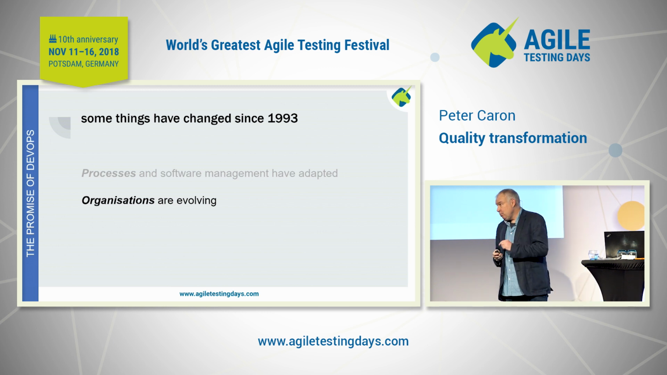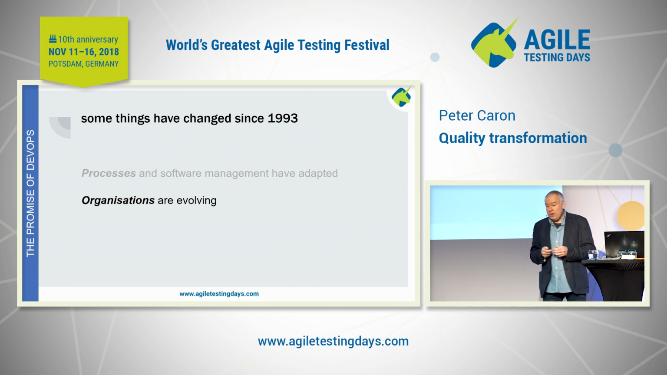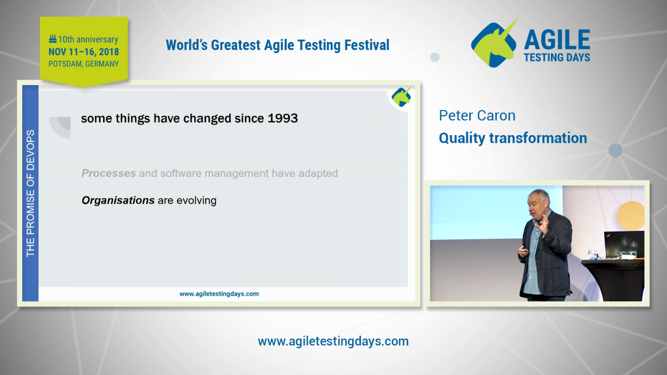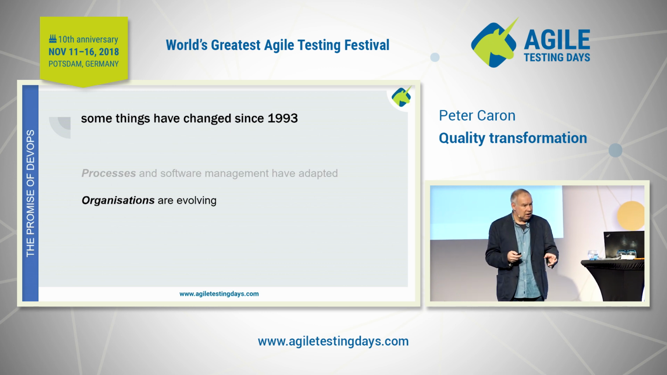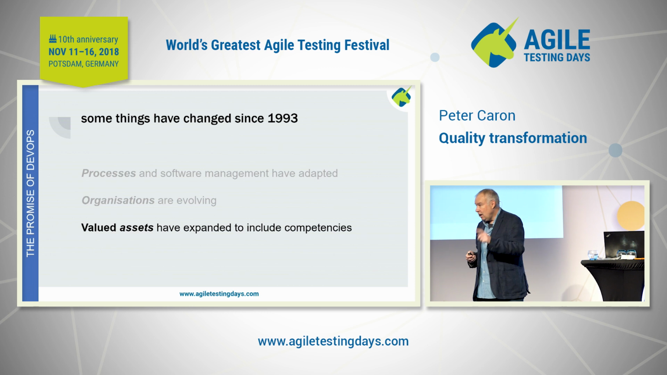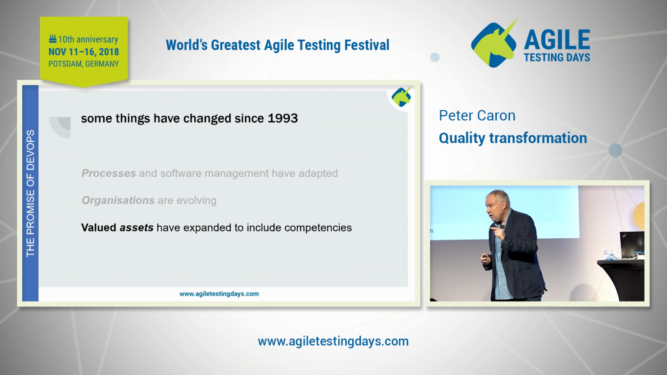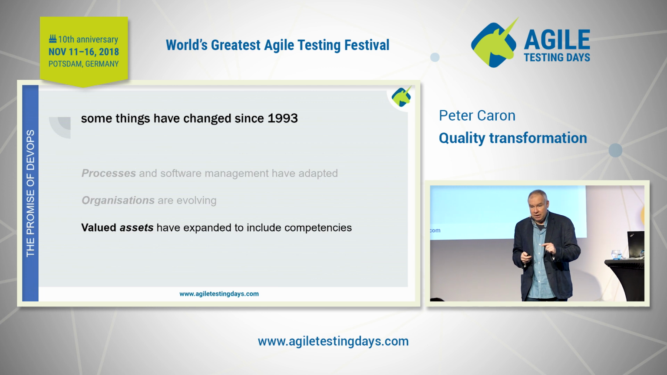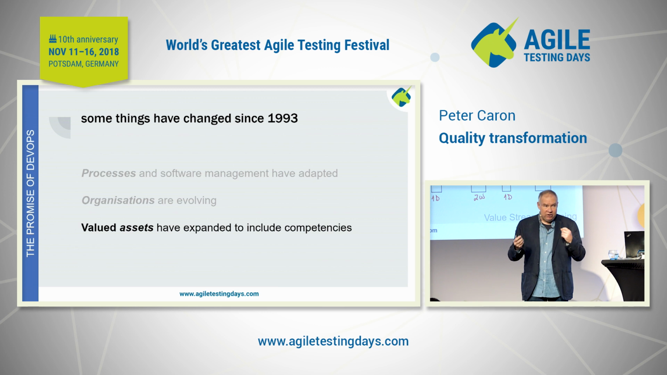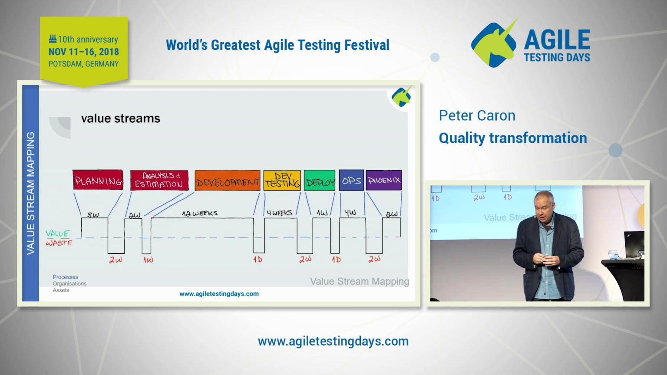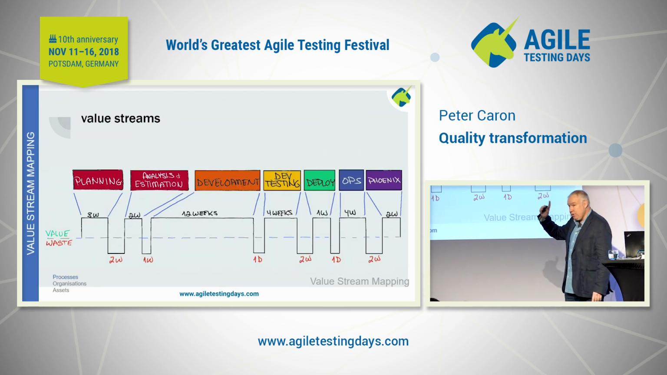And this is important. We have valued assets that have now expanded to include competencies. That means that the assets of a company are no longer just how many buildings it has, or how many trucks, or how many cars, but it's also competencies. And included in those competencies is software development. Software development becomes an asset. This is called an intangible asset, and I'll get to that in just a second. So I want to look at those three things in order: processes, organization, and assets.